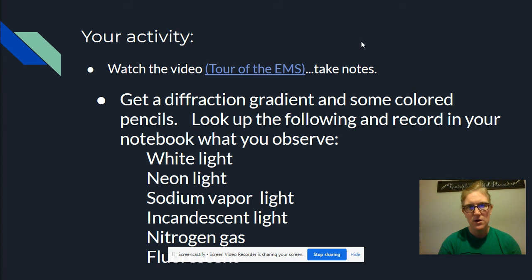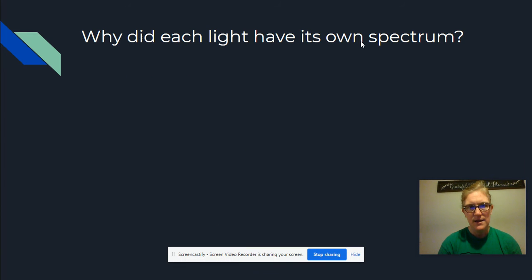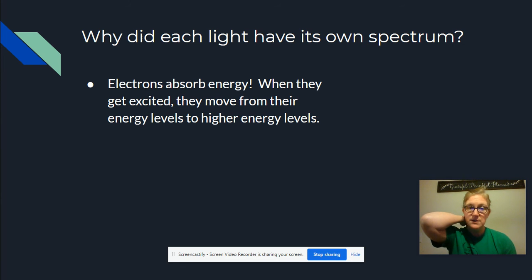All right. So why does each light have its own spectrum? Well, electrons absorb energy. When they absorb this energy, they get super excited and move up to a higher energy level. Now, they can't stay there. Eventually, they have to let that energy go. And so when they let that energy go, poof, it usually goes off in the form of energy. Sometimes you can see it. They give it off in visible light that you can see.